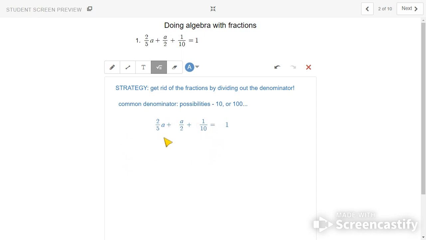Now, I have 4 different terms here. Remember, terms are separated by operators like addition, subtraction, or an equal sign. And so I can see that here's a term, here's a term, here's a term, and lastly, 1 is also a term. I'm going to multiply each term by the common denominator.